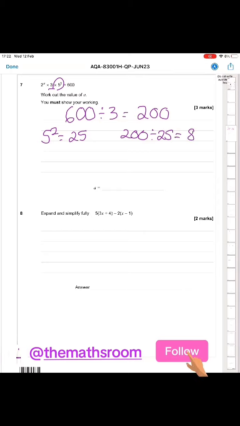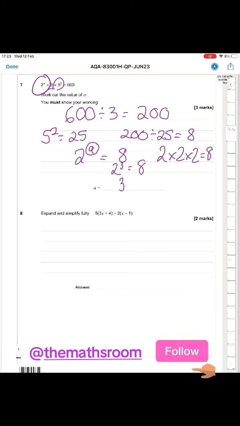Now what I need to do is think about 2 to the power of something equaling 8. Now if I break this down, we could do 2 times 2 times 2, which would give us 8. And what that means is the power we've raised it to is 3. So A is 3.